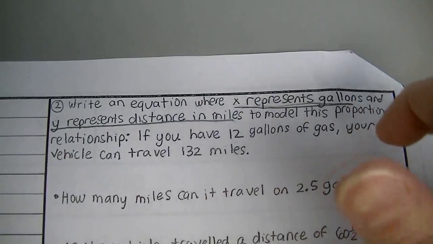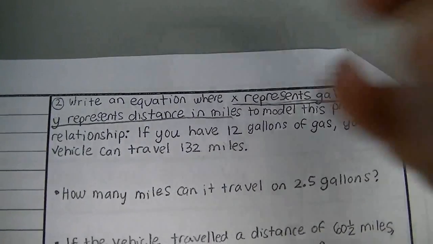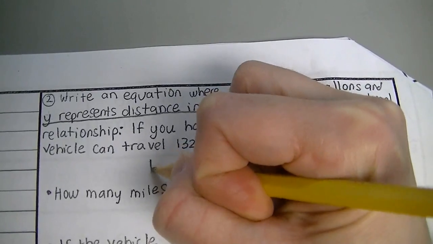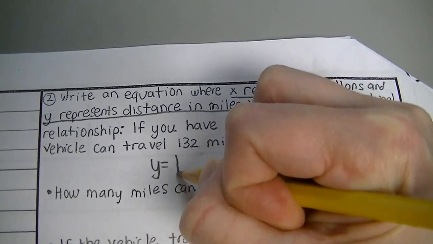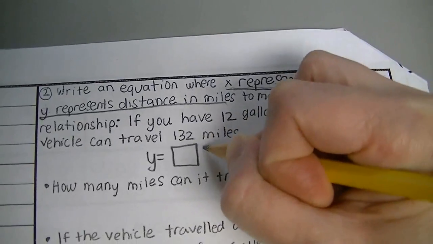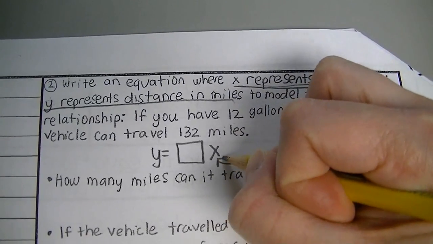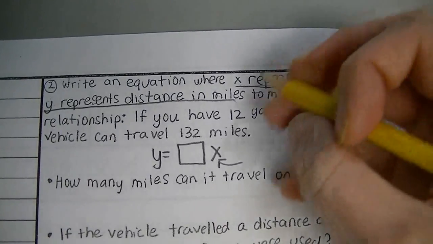What we need to do is remember that equation that we want to set up. We're going to go ahead and kind of put the skeleton down of it. So y equals, let's leave a box for the unit rate, times x, okay? And x is the independent variable, and that will represent gallons.